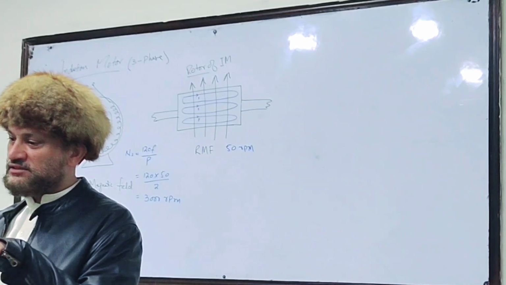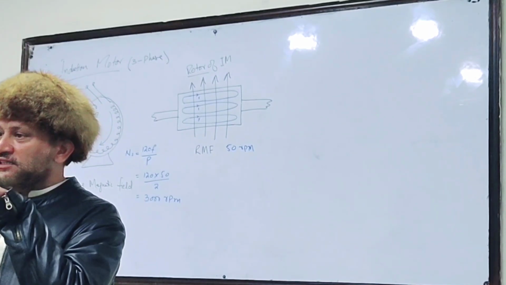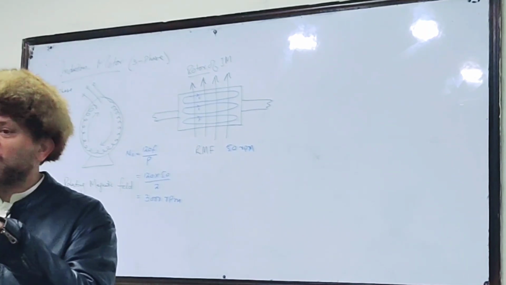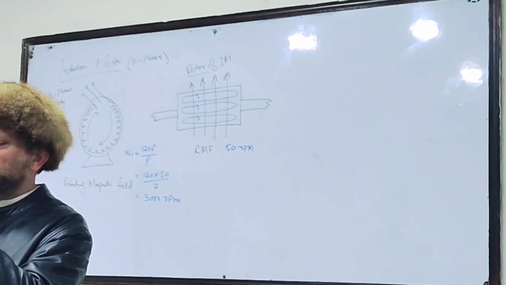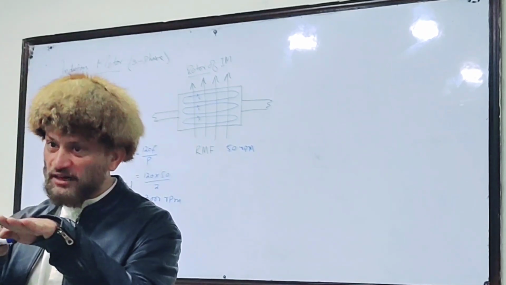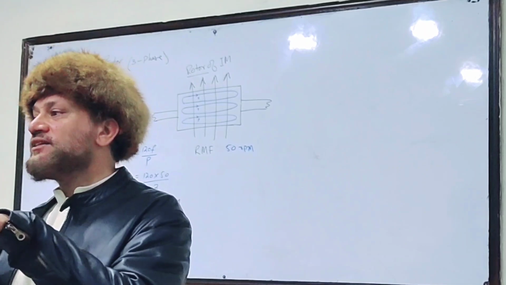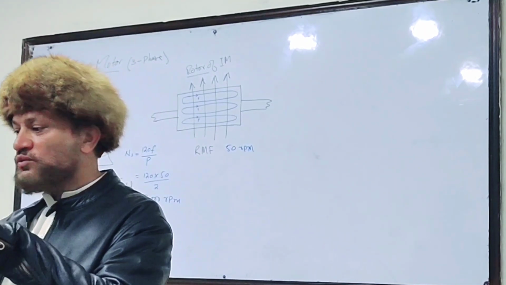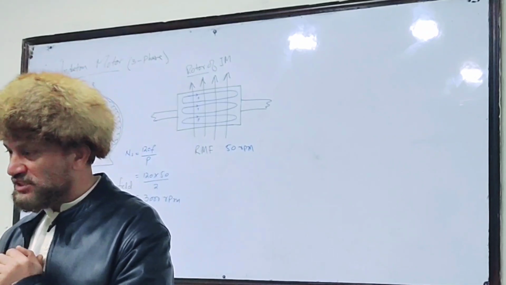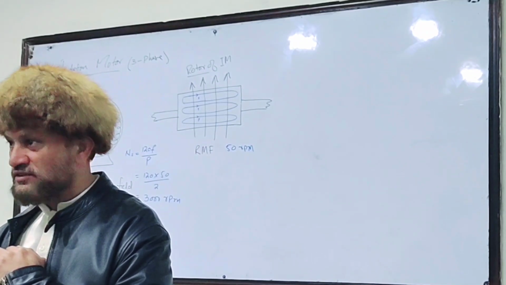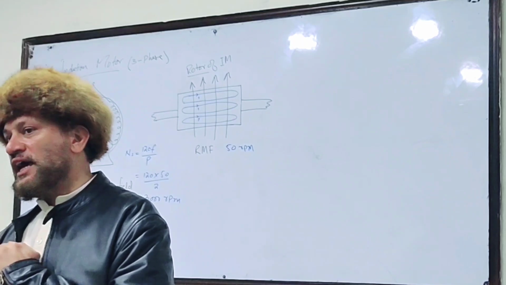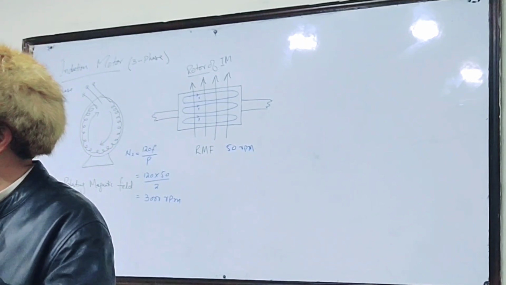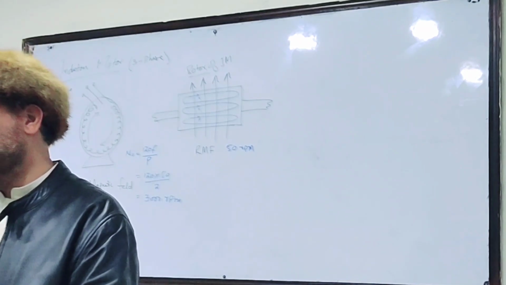When two cars are running on a highway, one car at a speed of 100 km per hour and another at 50 km per hour, what will be the relative speed of these two cars? 50. And if one car is 100 and another is 70 km per hour, the relative speed will be 30.